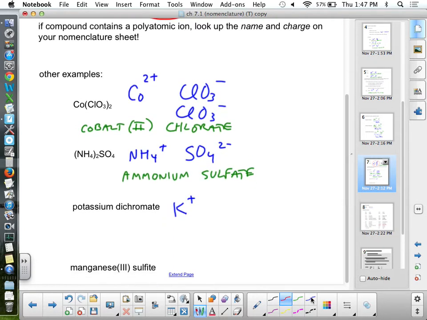So I'll write out the formula, Cr2O7 2-. Let's make sure we understand what this formula means. It means that in the polyatomic anion, I've got 2 chromium atoms and 7 oxygen atoms. The 2- charge applies to the entire ion. So using the principle of electrical neutrality, I'm going to have 2 potassium cations for each dichromate anion.